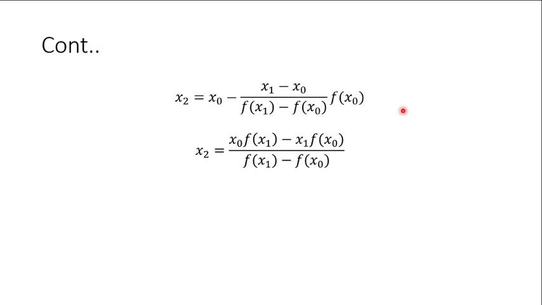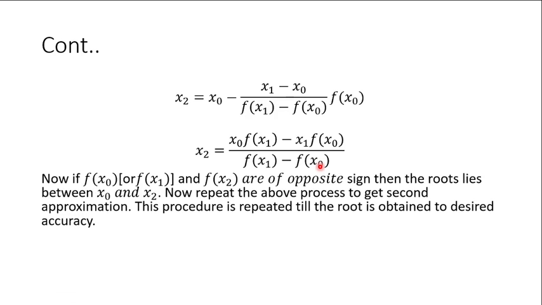x2 = x0 - ((x1 - x0) / (f(x1) - f(x0))) * f(x0). Simplifying this, we get the x2 value as (x0 f(x1) - x1 f(x0)) / (f(x1) - f(x0)). Now here f(x0) and f(x1) are of opposite sign, so we write the x2 value as x2 = (x0 f(x1) - x1 f(x0)) / (f(x1) - f(x0)).